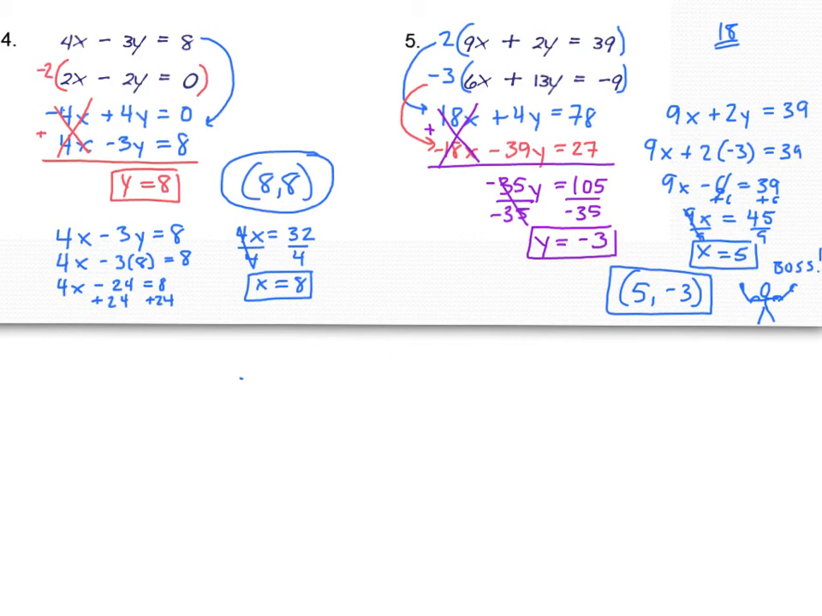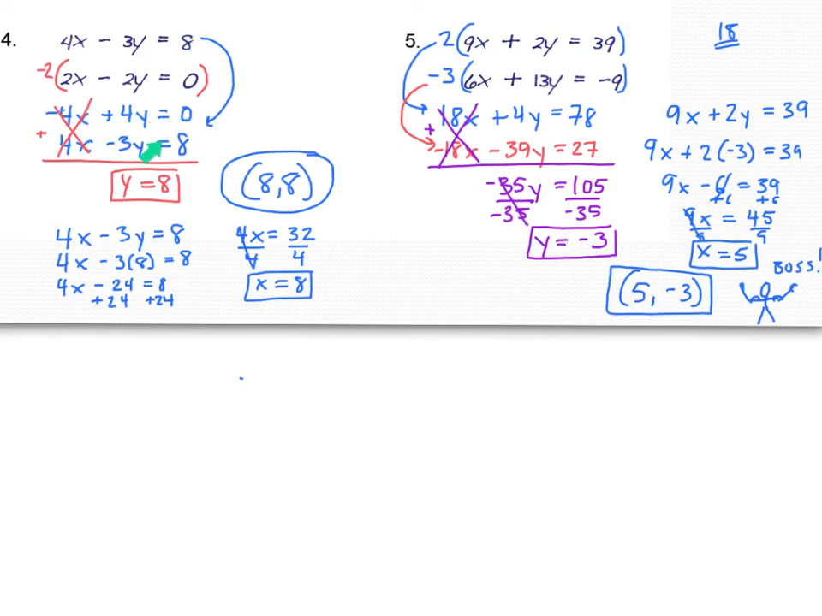Number 4, looking at this one, I see I don't have, like I said, any of the variables matched up, and no, they're not opposites. So here's what I did. I took the second equation. I see a 4 and a 2. So I decided, hey, I can multiply 2 to get into 4. I multiplied by not only 2, but I also saw that I needed opposites, so I multiplied by negative 2. I didn't just multiply the x, but the entire thing. That got me negative 4x plus 4y equals 0.